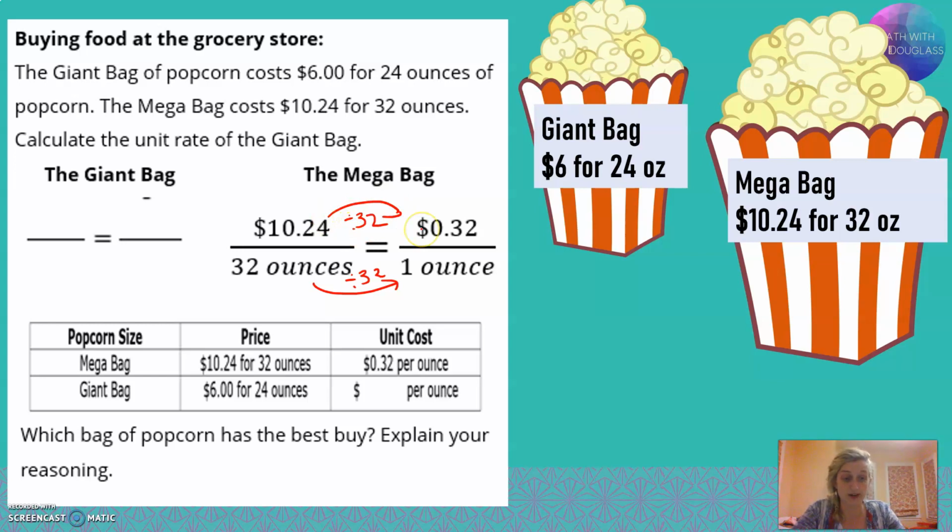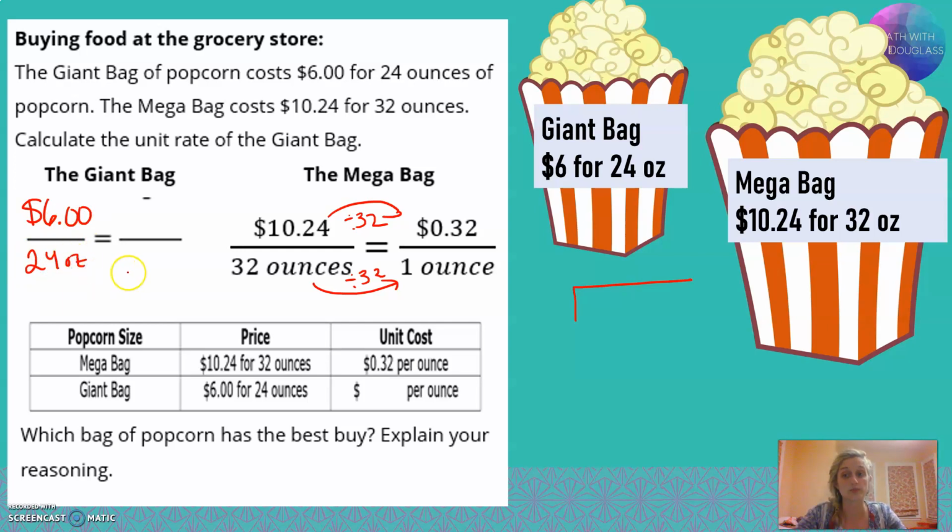This is going to require you to remember how to use that decimal point in a division problem. $10.24 divided by 32 winds up being 32 cents for every 1 ounce of popcorn. We're going to do the same deal for the giant bag. We're going to figure out which one is cheaper for every ounce of popcorn. So we're going to take our dollar amount and put it inside our division house, or we can go up here and create our proportion. $6 and 0 cents for every 24 ounces.